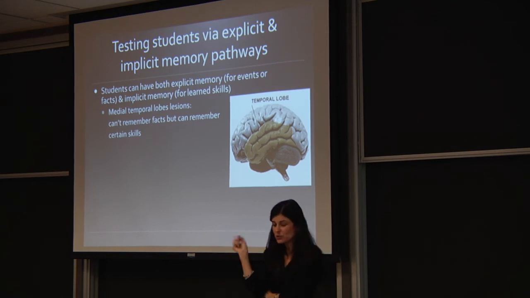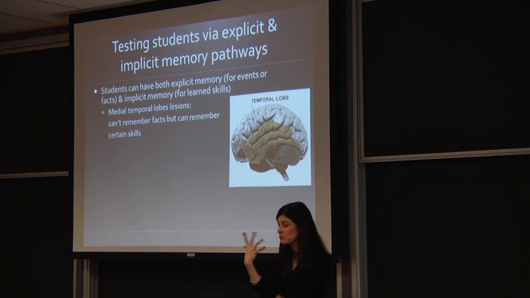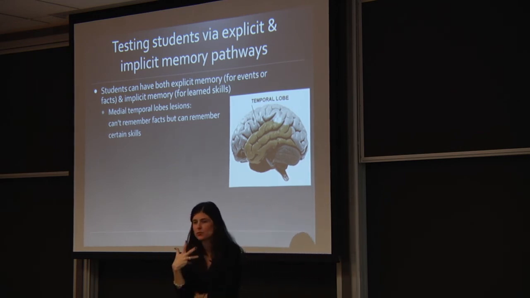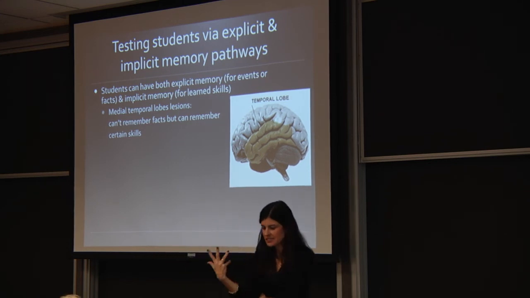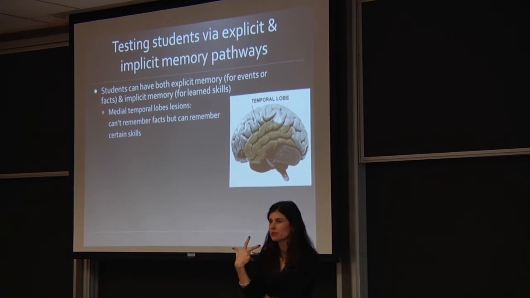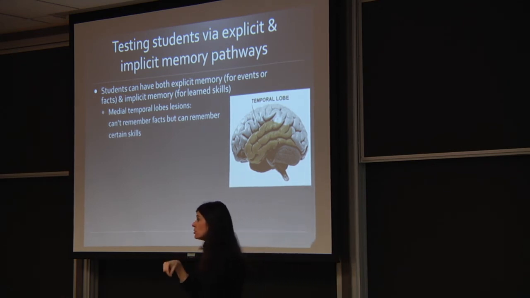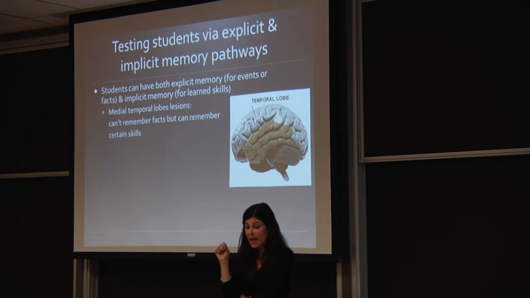So the next area of research suggests that students have both explicit memory and more implicit memory. Explicit memory just refers to certain facts, like who's the president, the date, and implicit memory are memories for certain learned skills. We show that individuals who have damage or lesions in the medial temporal lobe can't remember facts, but can still remember certain skills.